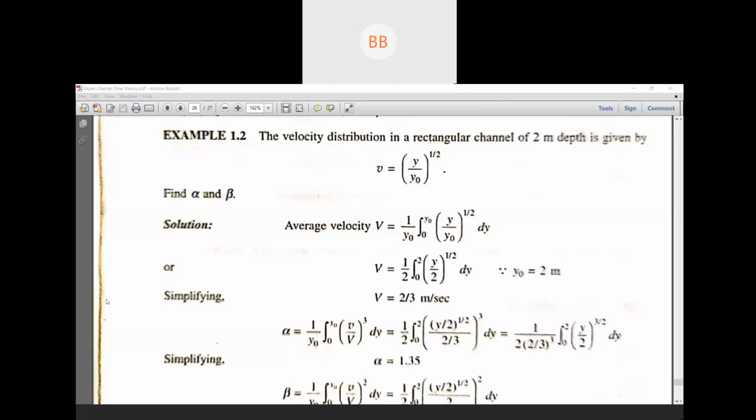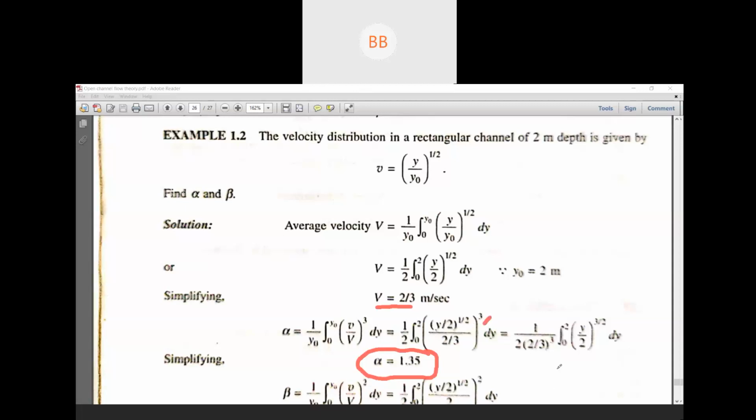If it does not come, then I'm going to solve again. Only in this equation what you have to do is in place of y naught you have to substitute 2, which is given in the equation. For small v, we are going to substitute this equation, y by y naught to the power half. As y naught is again given as 2 meter, that is why y by 2 to the power half. And in place of average velocity, we have already calculated 2 by 3. So you substitute here 2 by 3 whole cube.